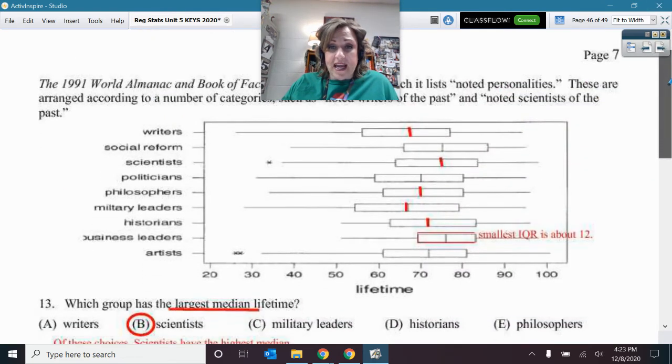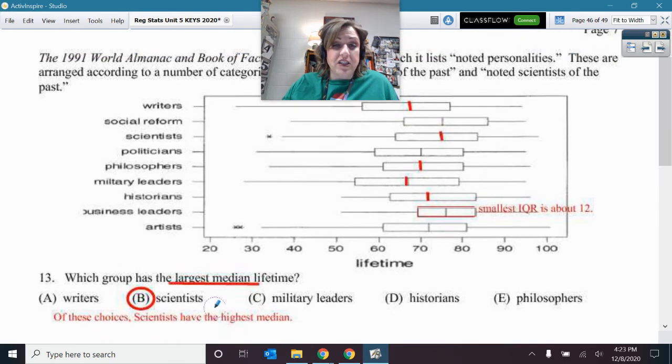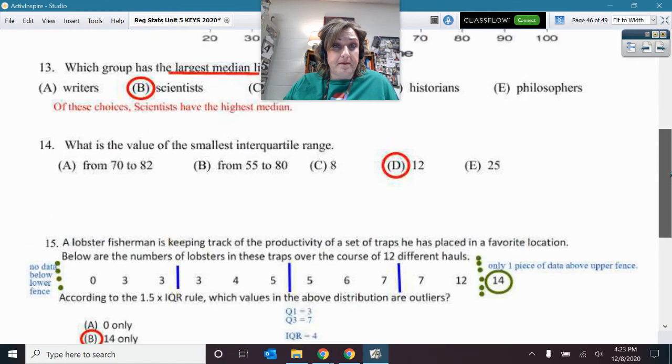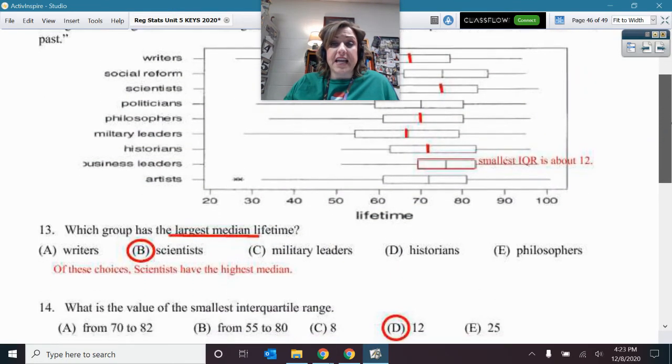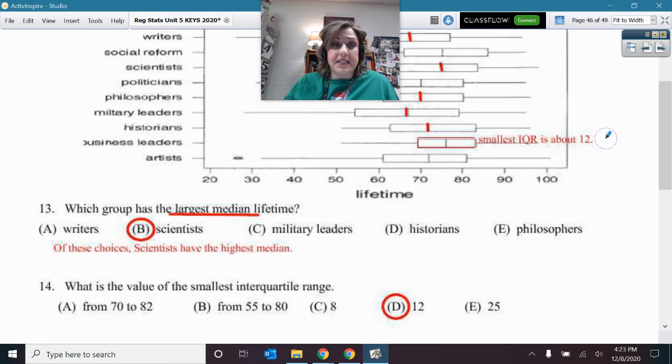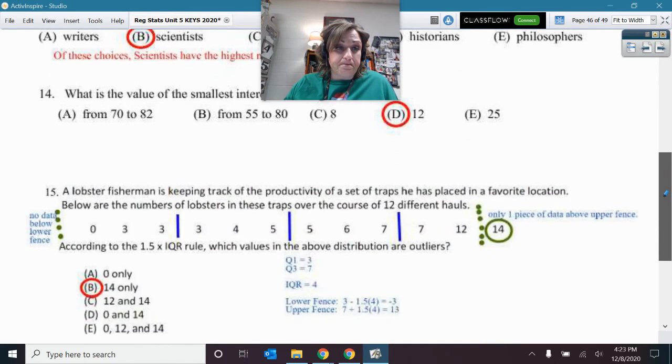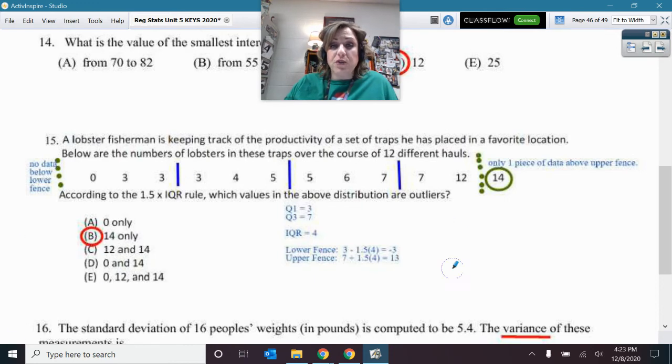And then here we just were asking the questions about where the largest median is. So this one with the business leaders is, but that's not an option. So the next biggest median is this one here with the scientists. What's the value of the smallest IQR? Okay, smallest IQR is going to be this business leaders as well, from 70 to about 82. So that's about 12.